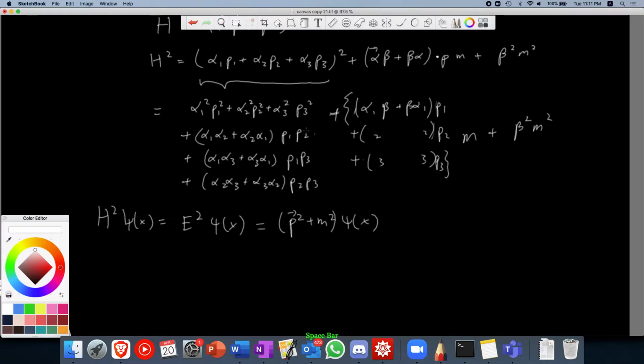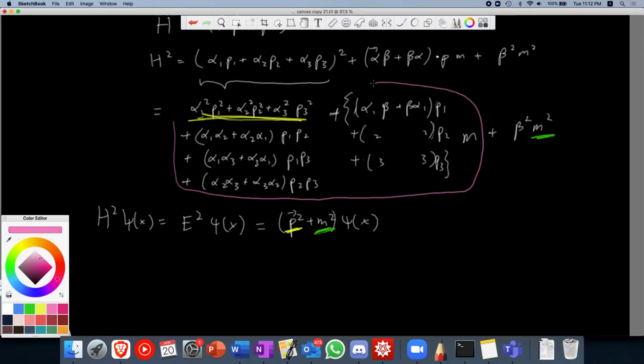So essentially, what do we notice here? We notice that this P squared over here that we want is these P squareds, and this M squared we want is this M squared, and then all of these other terms, we want them to disappear. So what do we need?